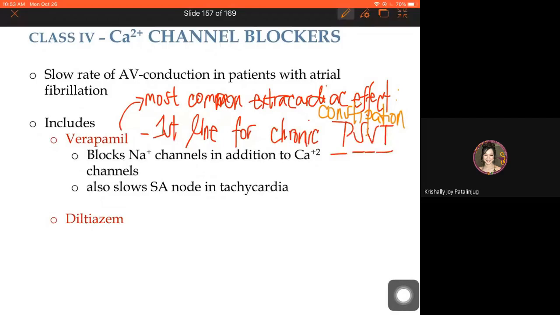Then diltiazem, this is less commonly used because it does not focus only on blocking calcium channels in the heart. It also has blocking activity in the blood vessels. Its effect towards blocking calcium channels is about 50-50. So all in all, we are done with the 4 classifications of antiarrhythmics, based on the Vaughan-Williams classification.